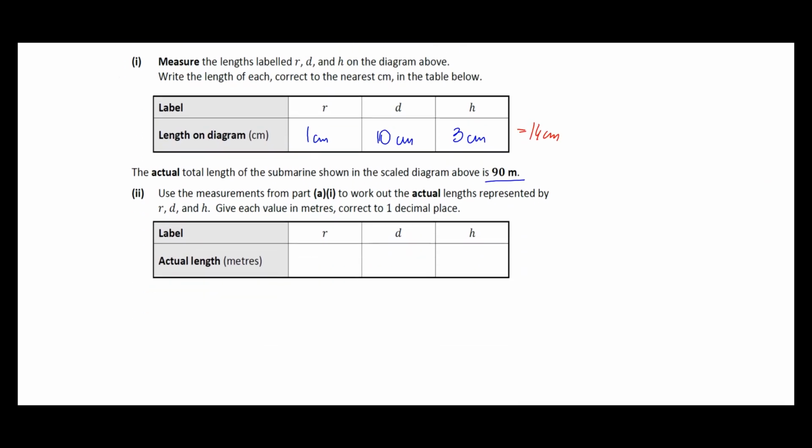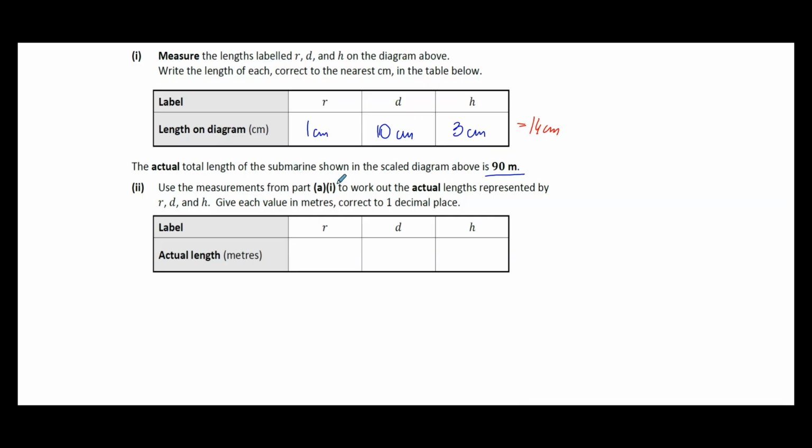So what do we need to do? Use the measurements from part A1, the ones we measured, to work out the actual length represented by R, D, and H. Give each value in meters correct to one decimal place. So we are converting centimeters in the diagram into meters that are actual. So how do we do that?